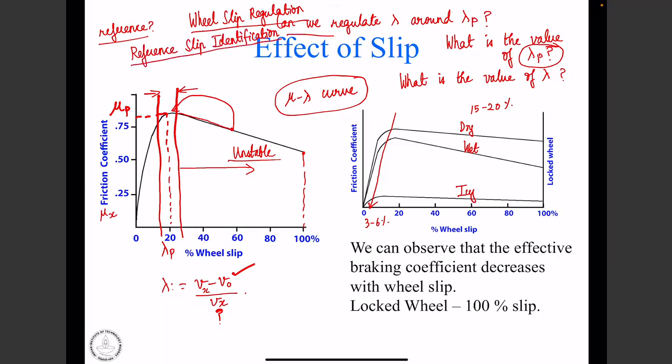What is reference slip identification? It is exactly this problem: how do we find the value of lambda p at each and every instant of time? Then comes another problem, wheel slip estimation. Because if you want to control the wheel slip, let's say by some means we have figured out lambda p, but then I don't know the actual value of lambda at each instant of time. How do we estimate the actual value of lambda and then take corrective action based on that? So the ABS problem has to do all these things.